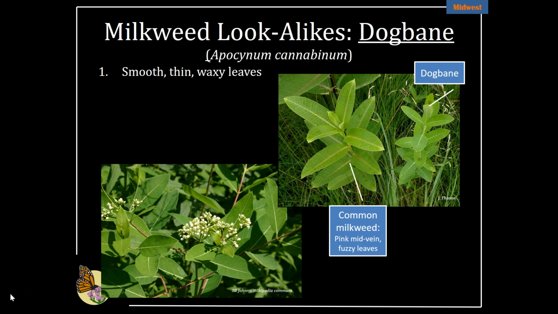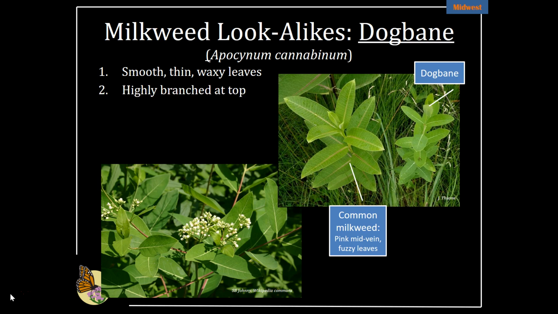The upper right image shows a common milkweed on the left, next to a young dogbane plant on the right. In the field, you'll be able to touch these two plants and notice that the dogbane has thin, waxy leaves. They're kind of flappy. The milkweed leaves are slightly fuzzy and stiffer. The common milkweed leaf also has a pink midvein, while the dogbane has a white one.